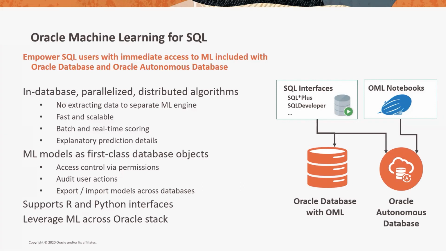These algorithms are fast and scalable, and they enable batch and real-time scoring and provide explanatory prediction details, so you can even understand why an individual prediction is made. In-database machine learning models are first-class objects in Oracle database. So you can control access by granting and revoking permissions, audit user actions, and export and import machine learning models across databases.